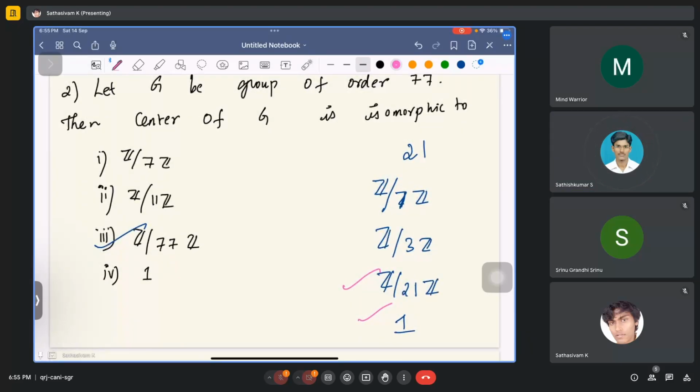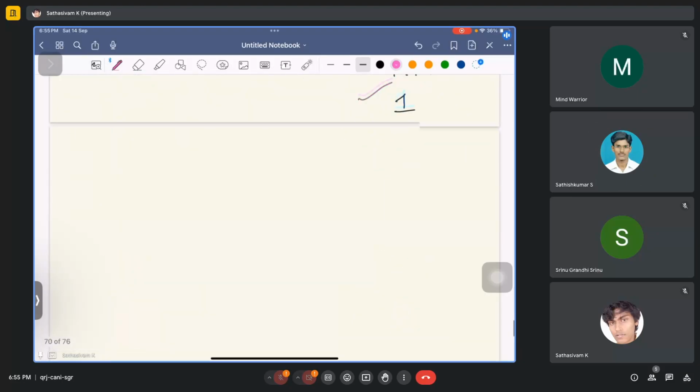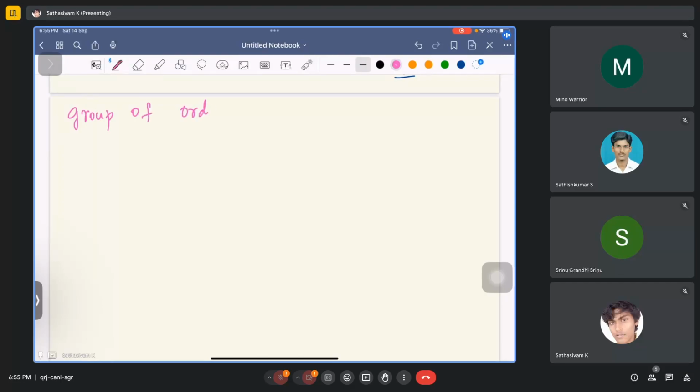So what he is trying to do is he knows a little bit more. There is a classification of groups of order PQ. If, let's say, P is smaller than Q, which we assume here, and P divides Q minus 1, then there are two groups possible. One is Z PQ.